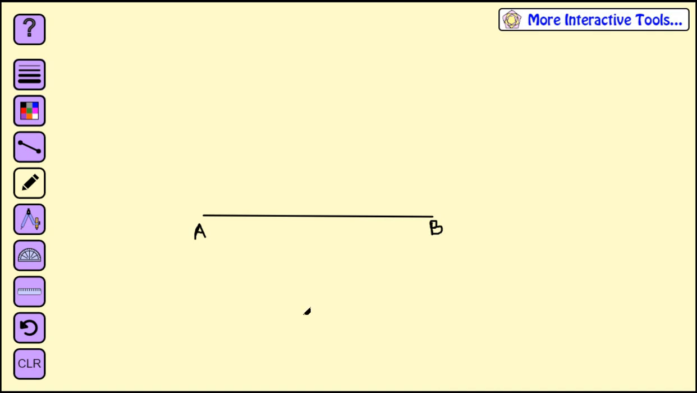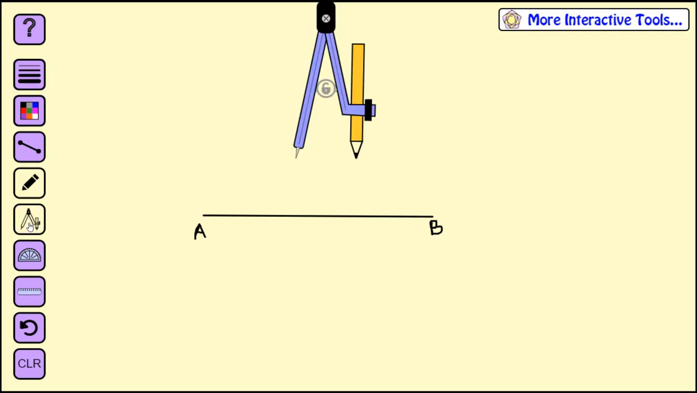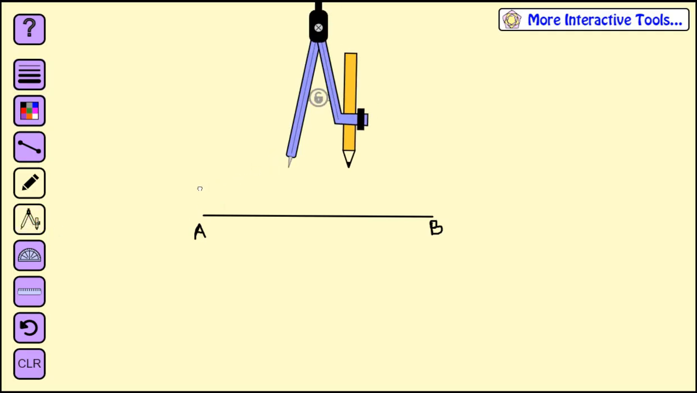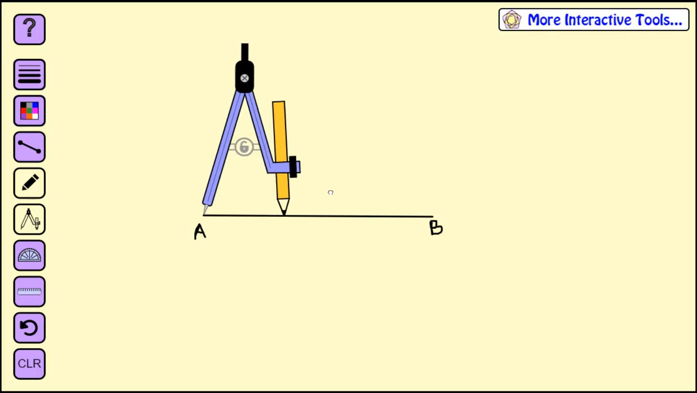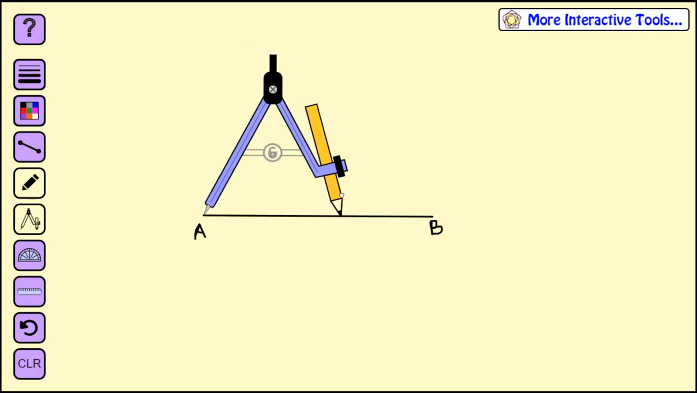Construct a perpendicular bisector to a given segment. Here we have segment AB and we want to bisect it. And so we take our compass and put it at point A and set the compass length to something greater than half of the length of segment AB.